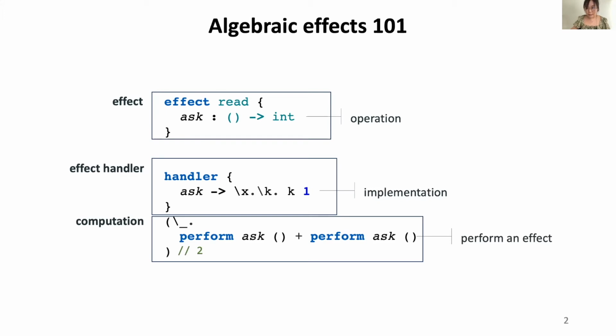Reader is one of the simplest examples for algebraic effects. But in practice, we can also have more complex examples where we can never resume, as in exceptions, or resume multiple times, as in non-deterministic programs.